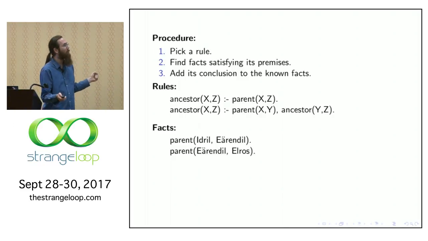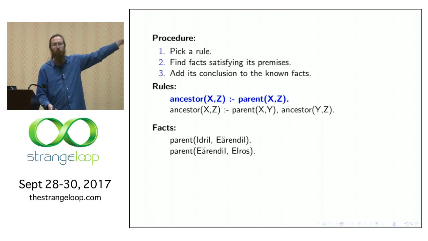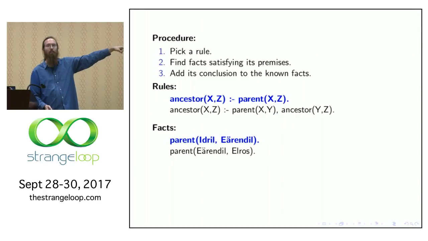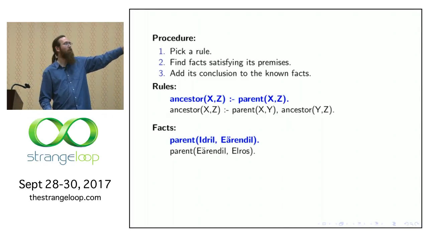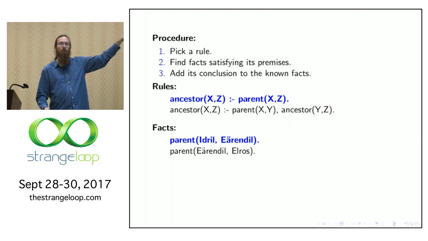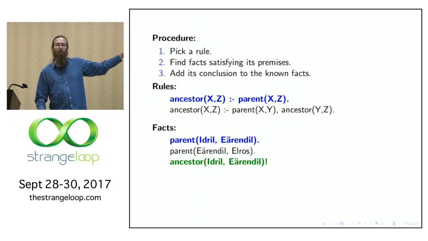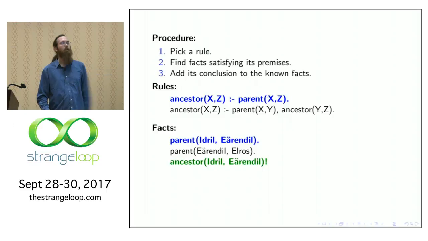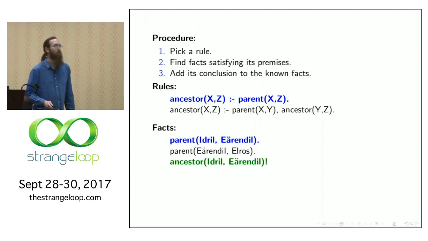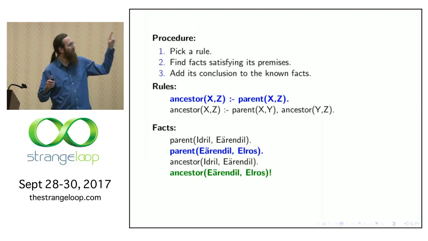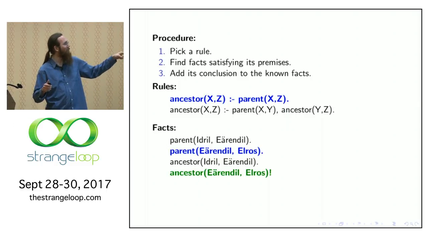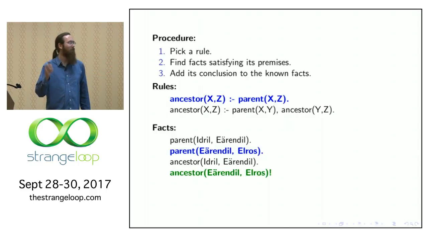So now let's try it. I'm going to pick a rule. First rule, why not? I need to pick a fact satisfying its premise. First fact. Great. So here X is Idril, Z is Earendel. So now we take the conclusion and shove it into the facts that we know. All right, so now we know that Idril is the ancestor of Earendel. Now we're going to do the same thing, faster. We know that Earendel is the parent of Elros, and we have a rule telling us that therefore Earendel is Elros' ancestor. Great.